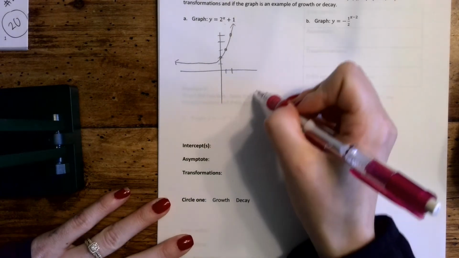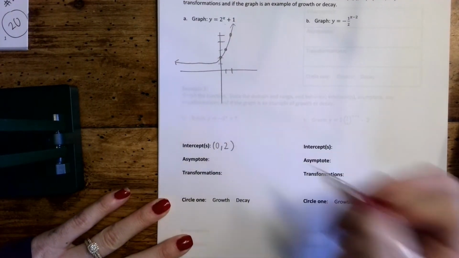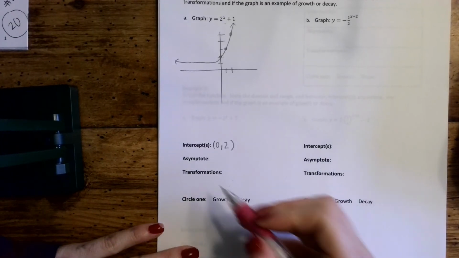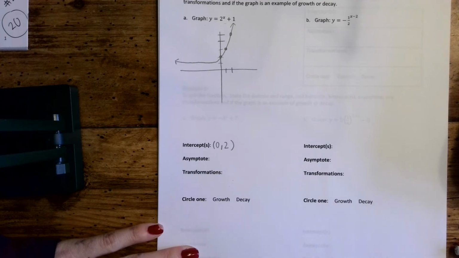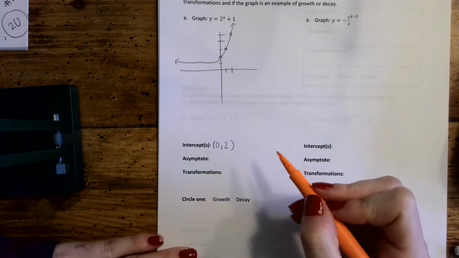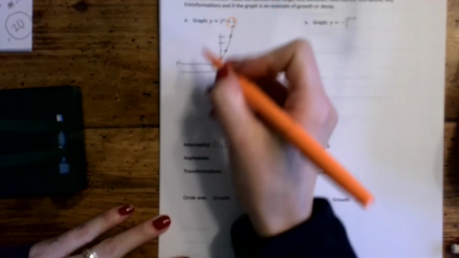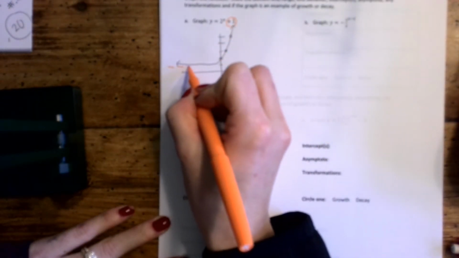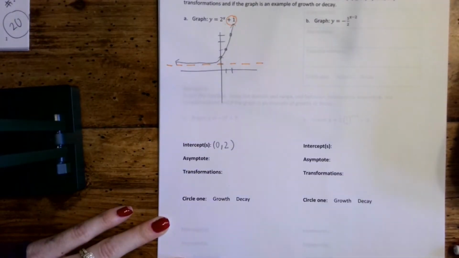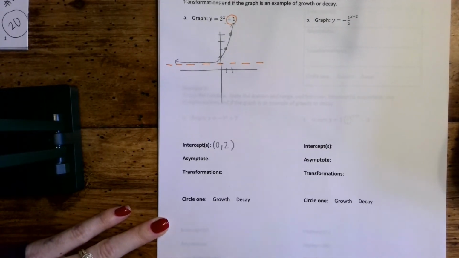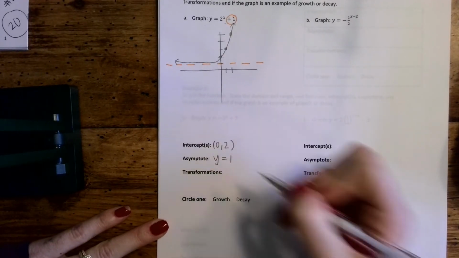Intercepts. I can see that it crosses the y-axis here at 0, 2. That was one of the points that I included. My asymptote is where things are going to be flattening out. I always like to draw it in my graph. One tip is that your asymptote is always going to be this last number here. So because that was a 1, I know that my asymptote should be at positive 1, which follows exactly what my graph looks like. So my asymptote is at y equals 1.